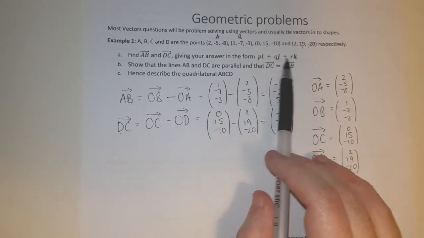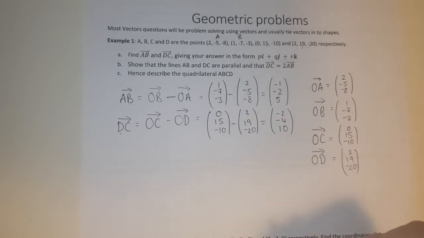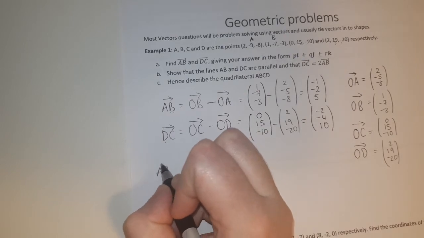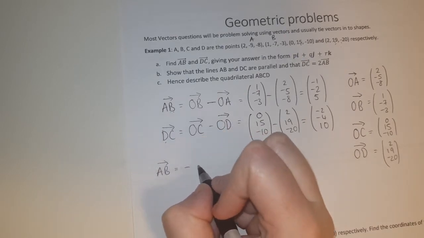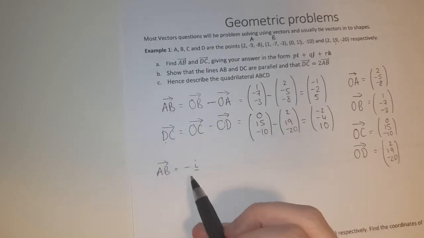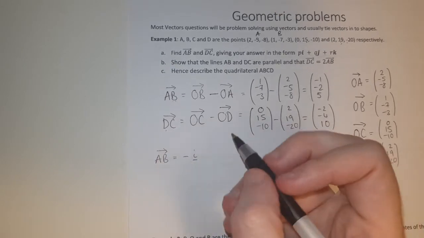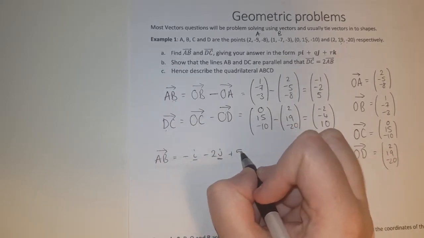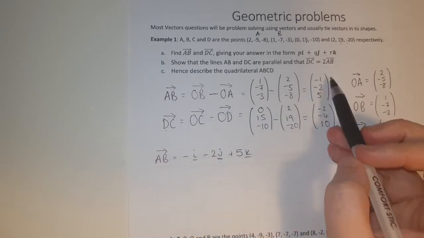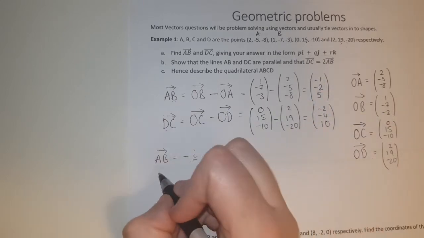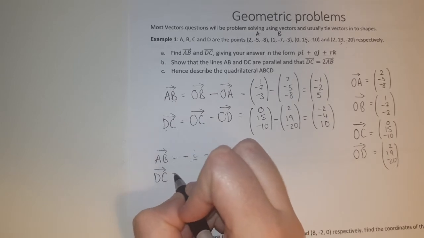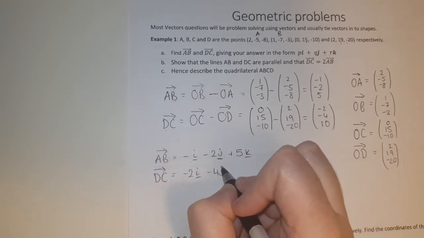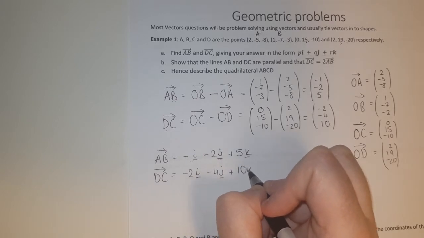They want it written in this form, which is not ideal because I didn't leave enough space for that. So that means that AB has to be equal to -1i, remember you're underlining for a vector, -2j, and then +5k, so that's this written in ijk notation. And DC is then -2i, -4j, and +10k.